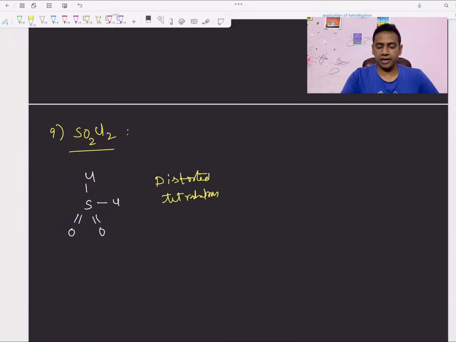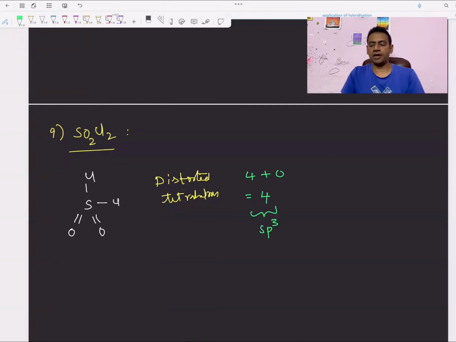We need to calculate the total number of sigma bonds and lone pairs. Here there is no lone pair. Number of sigma bonds, you can count 1, 2, in S double bond O 3, in another S double bond O, one more sigma bond 4. So we have 4 sigma bonds and no lone pair on the sulfur. Sulfur belongs to the 16th group. It has used up all its 6 valency electrons. 4 plus 0 becomes equal to 4. So which hybridization? This is going to be sp3 hybridization.